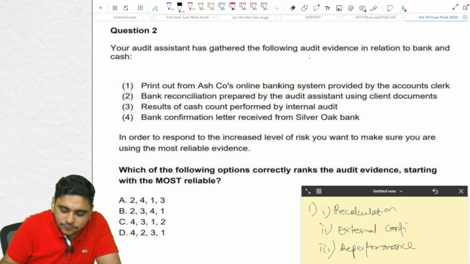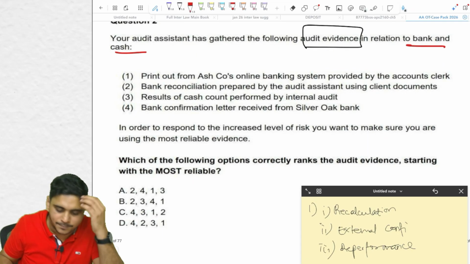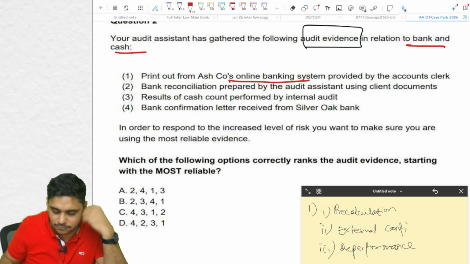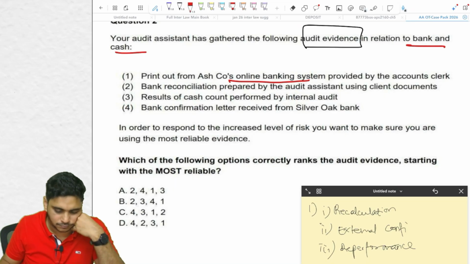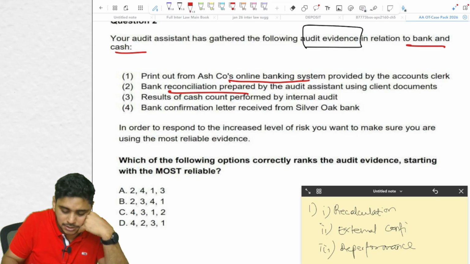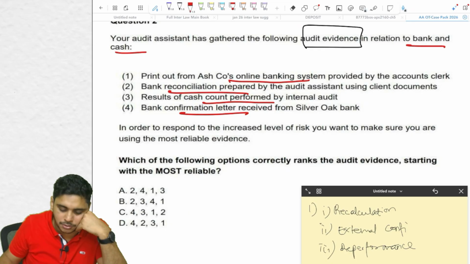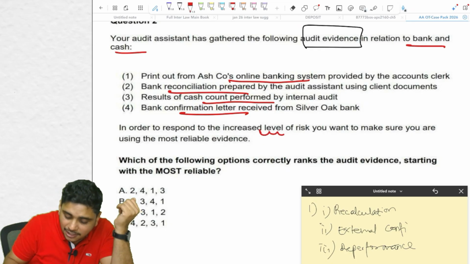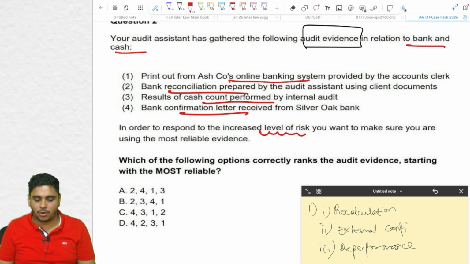Second, your audit assistant has gathered the following audit evidence in relation to the bank and cash. Print out from ASCO's online banking system provided by the accounts clerk. Clerk has given you some printout. Bank reco prepared by the audit assistant using client documents. Results of cash count performed by the internal audit and bank confirmation letter received from Silver Oak. Now, in order to respond to the increased level of risk, level of risk is high, you want to make sure you are using the most reliable audit evidence.